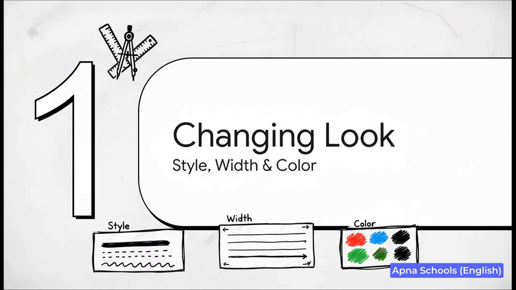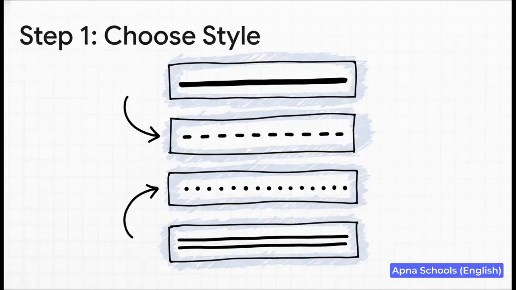Okay, so let's get right into it. The first thing you need to understand is that every border has three basic properties you can change. Think of them as your fundamental building blocks: the style, the width, and the color. First up is style, and you are definitely not stuck with just that one plain solid line. Word has a whole bunch of options.